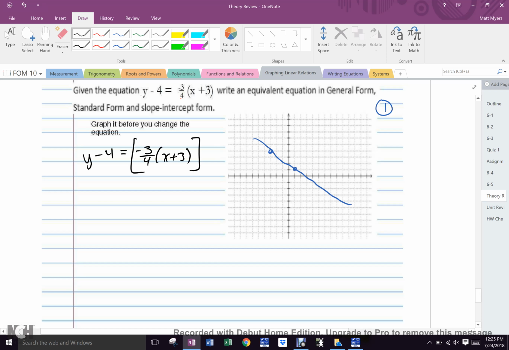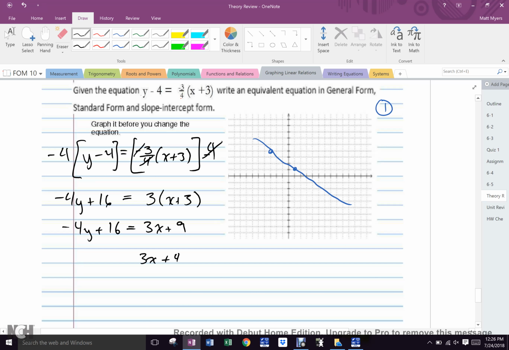So I'm going to multiply both sides by negative 4 to get rid of the negative and get rid of the 4. So I get 3x plus 3 equals negative 4y plus 16. Negative 4y plus 16 equals 3x plus 9. X is already how we want it, so we don't touch that, plus 4y. 9 minus 16 is negative 7. There is standard form. 7 equals 3x plus 4y. There is general form.